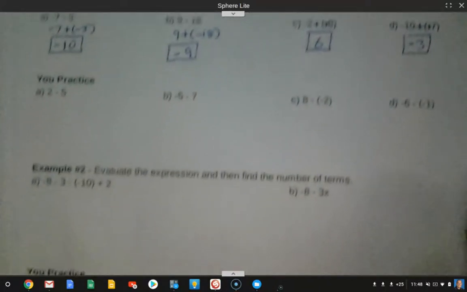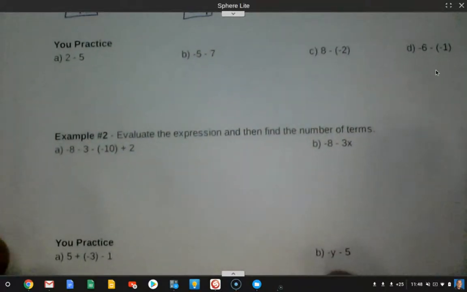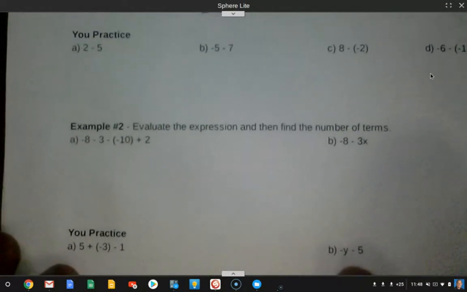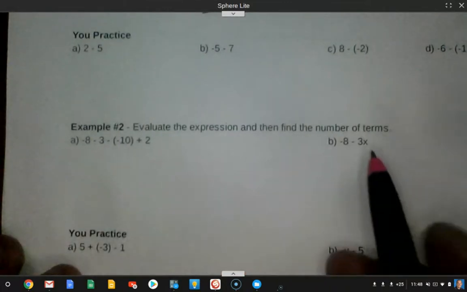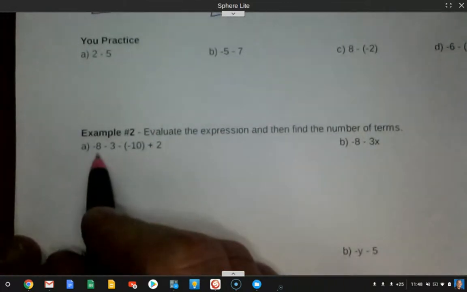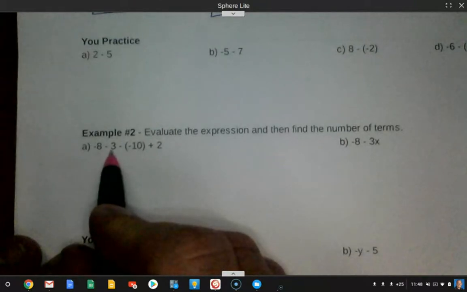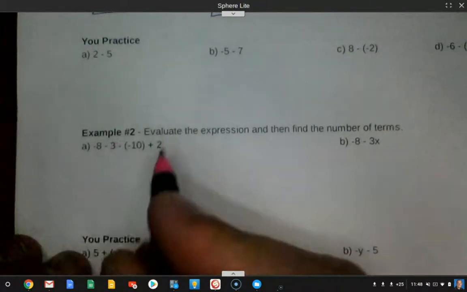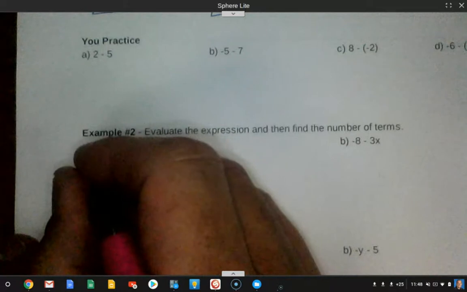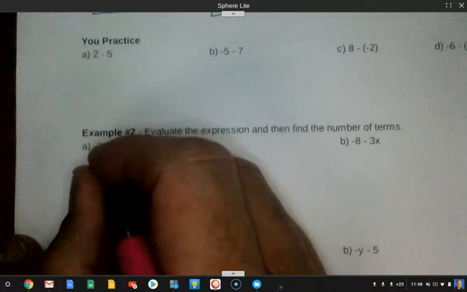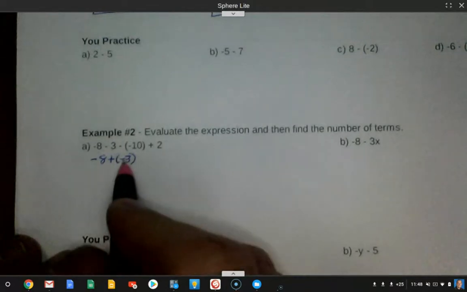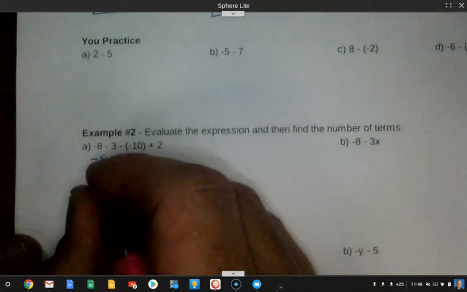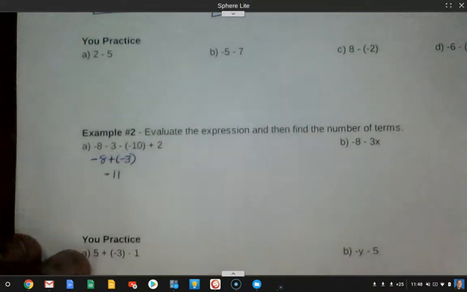All right, let's look at example number 2. Evaluate the expression and then find the number of terms. So what we're going to do is simplify this one part at a time, and then find the number of terms. To do this, I'm going to take first negative 8 minus 3. I want to change it to an addition problem. So negative 8 plus negative 3. Well, the signs are the same, so all I have to do is add and keep. So this gives me negative 11.